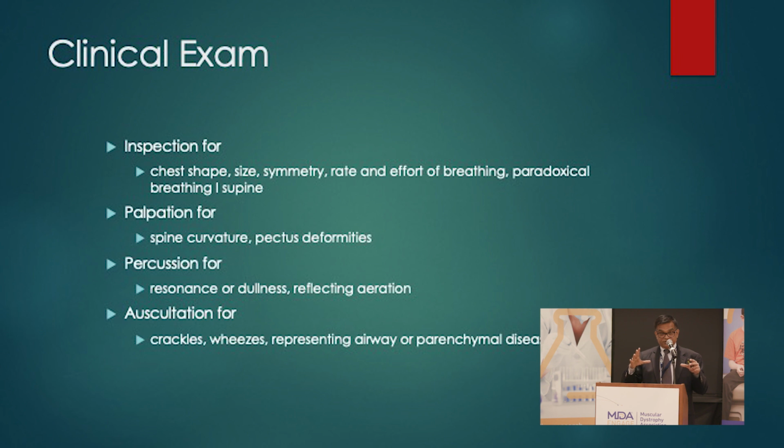Inspection-wise, I pay attention to how symmetric their chest is growing. How's the spine? How are the ribs? Sometimes when the chest expansion is not adequate and the lungs are not opening up because of some reason, you will see very obvious retractions. You may see either bulging or sucking of the sternum, pectus deformities. So giving a nice, careful look to the chest in context of symmetry, in context of effort for breathing, and in context of rate for breathing is important.